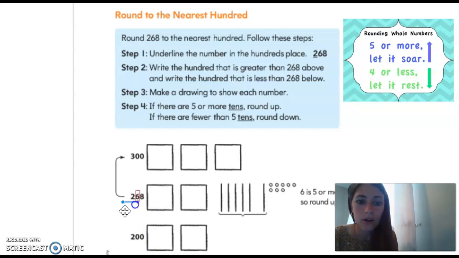Okay, so if I am rounding, I know I'm rounding to the nearest 100, but I'm paying attention to my 6 tens. So 6 is 5 or more. 5 or more, up here, let it soar. 4 or less, let it rest. Okay, so 6 is 5 or more, so you're going to round up to 300. So go ahead and do the same thing with the problems that are below this part in your workbook page. And then go ahead and pause the video.